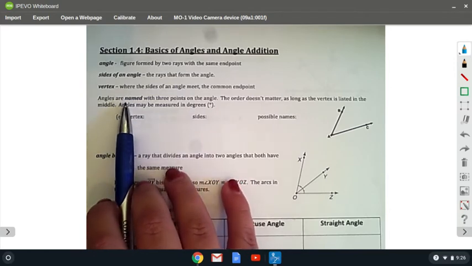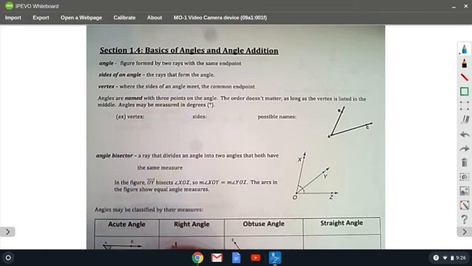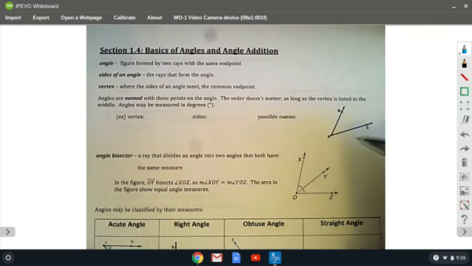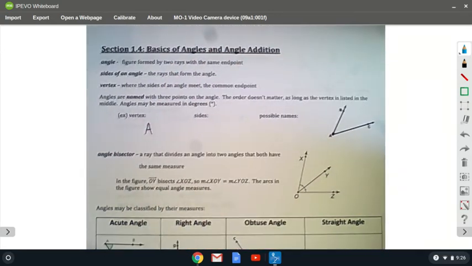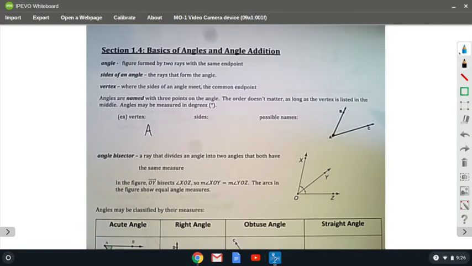Angles are named with 3 points on the angle. The order doesn't matter as long as the vertex is in the middle. So the vertex in this figure is A. It should always be in the middle when you're naming the angle. Angles may be measured in degrees.